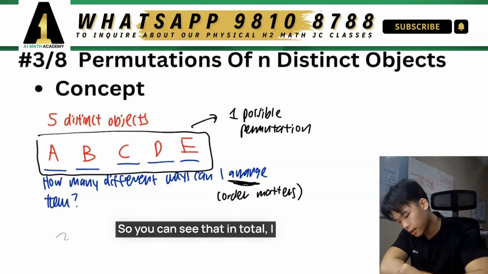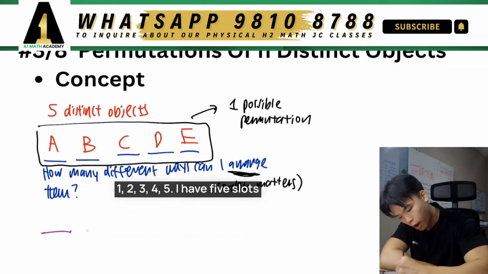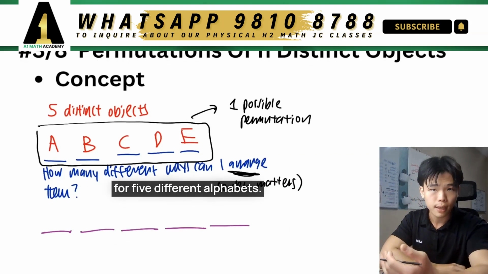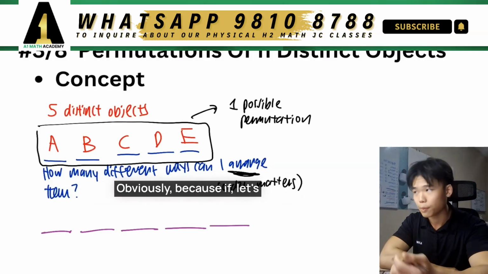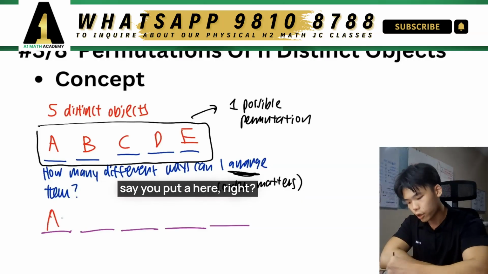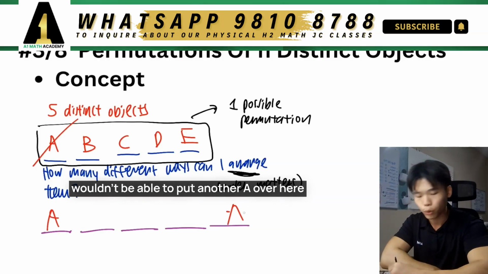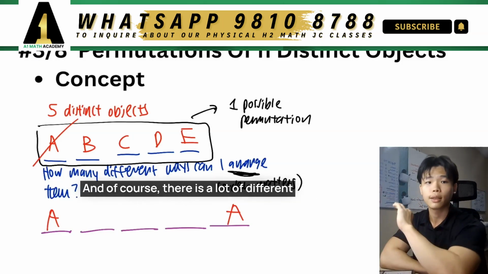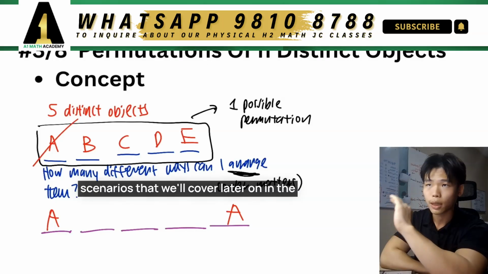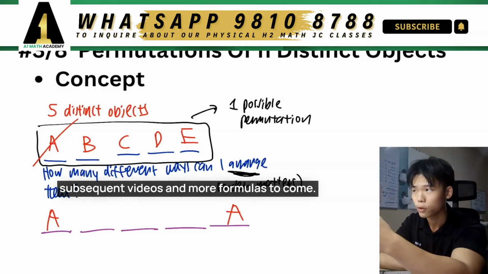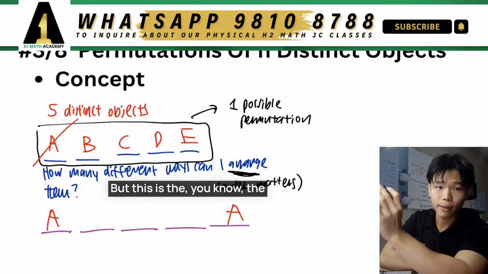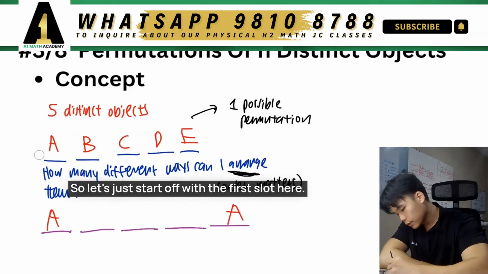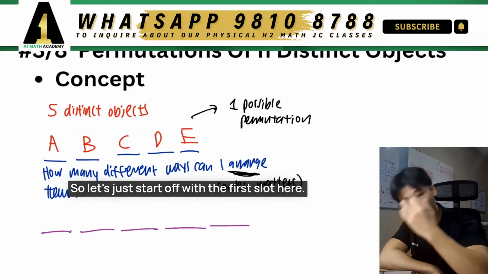So you can see that in total, I have five different slots, right? 1, 2, 3, 4, 5. I have five slots for five different alphabets. And the thing is that they cannot repeat, right? Obviously, because if let's say you put A here, then you strike out the A over here, you wouldn't be able to put another A over here because you don't have another A, right? So they are all distinct. And of course, there are a lot of different scenarios that we'll cover later on in the subsequent videos and more formulas to come. But this is the constraint of the question, right? They're all distinct.